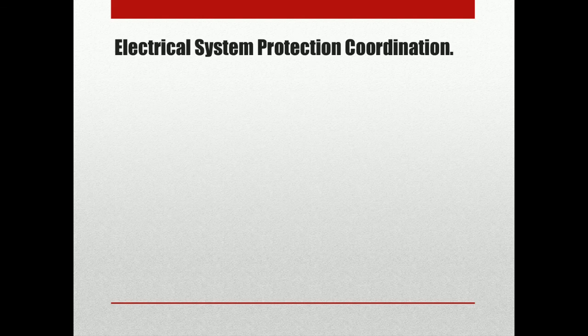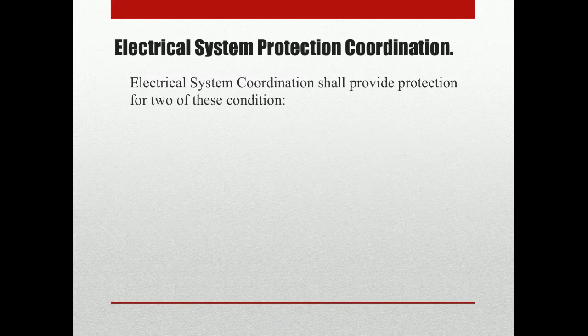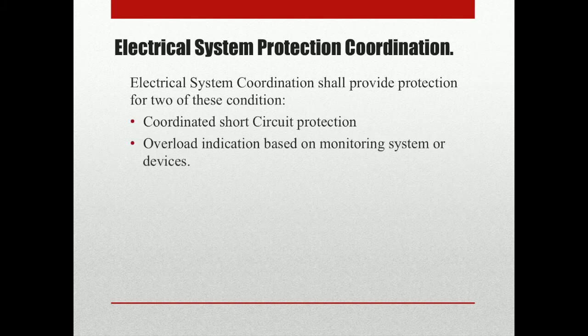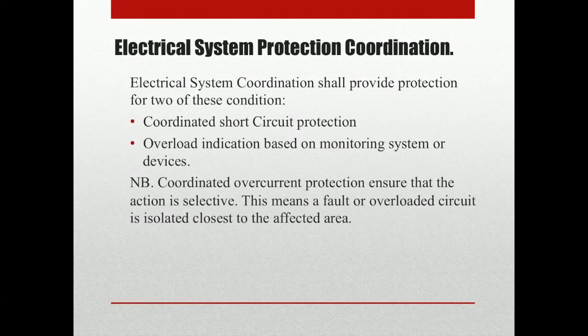Selective coordination of electrical protection systems. Electrical system coordination shall provide protection for two of these conditions. That is, coordinated short circuit protection and overload indication based on a monitoring system or device. Coordinated overcurrent protection ensures that the action is selective. This means a fault or overloaded circuit is isolated close to the affected area.